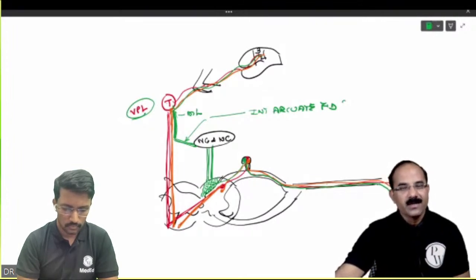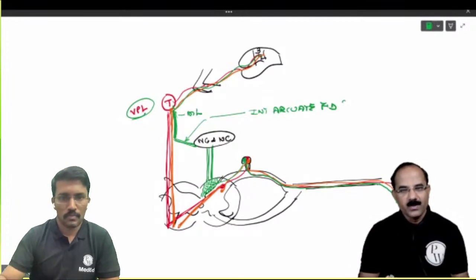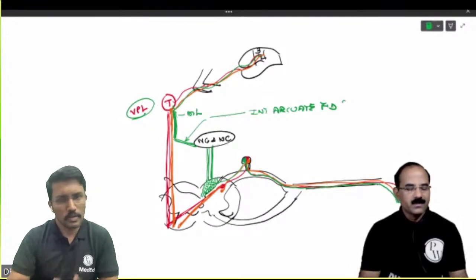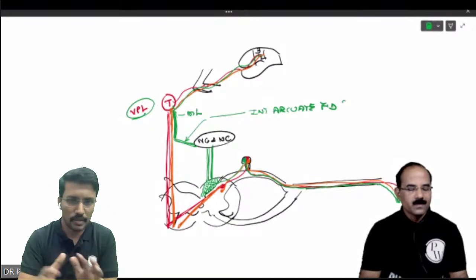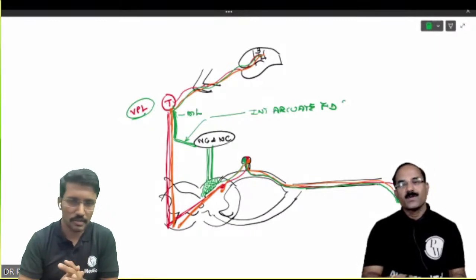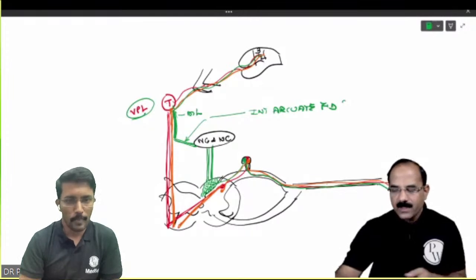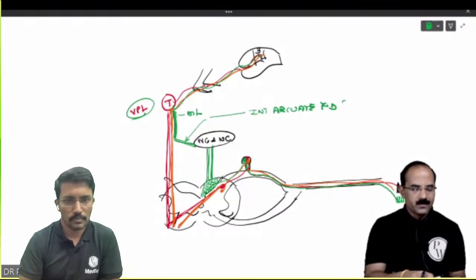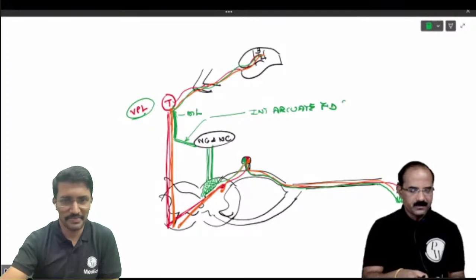So these are the ascending tracts. Descending tracts will come next. What do you say, Dr. Santosh? So we'll complete the descending tracts also. Okay, I'll finish the descending tracts also. Now, yes, descending tracts are. There's a voice which is heard.